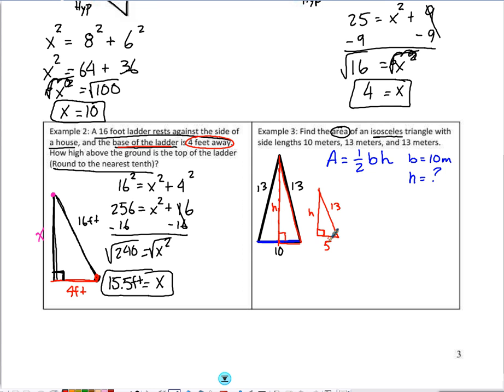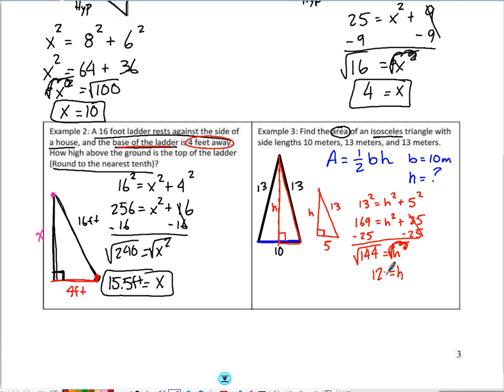So now that I've drawn this little red triangle, I can use the Pythagorean Theorem to set the hypotenuse squared equal to the leg squared plus the leg squared. Because it's a right triangle, I can use Pythagorean Theorem. 13 squared is 169. h squared plus 5 squared is 25. When I subtract 25 from both sides, I end up with a value of 144. And since I can square root 144, I get h to be equal to 12 meters.